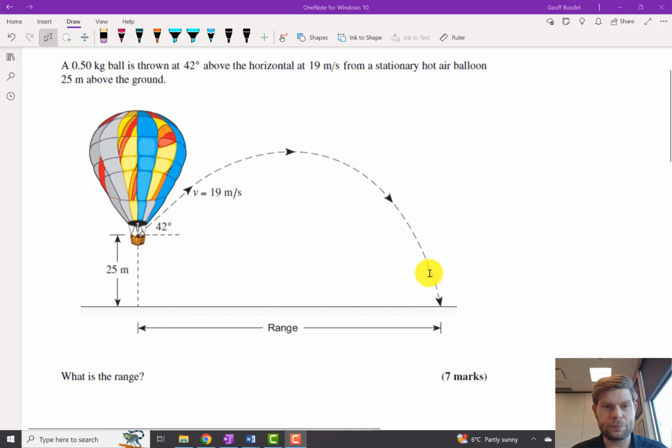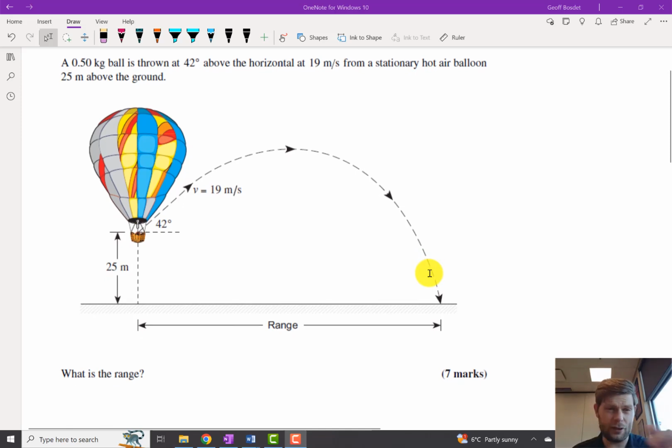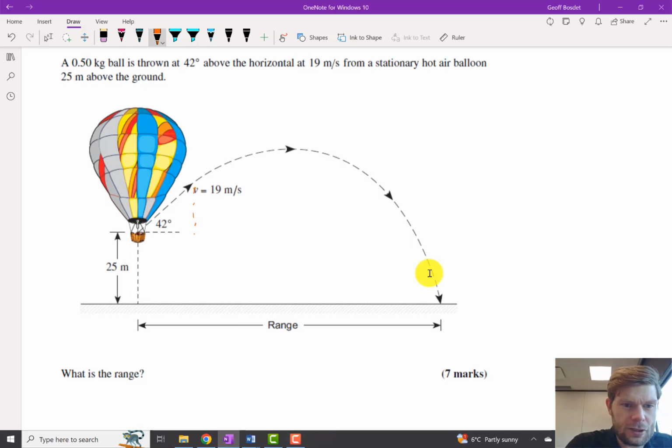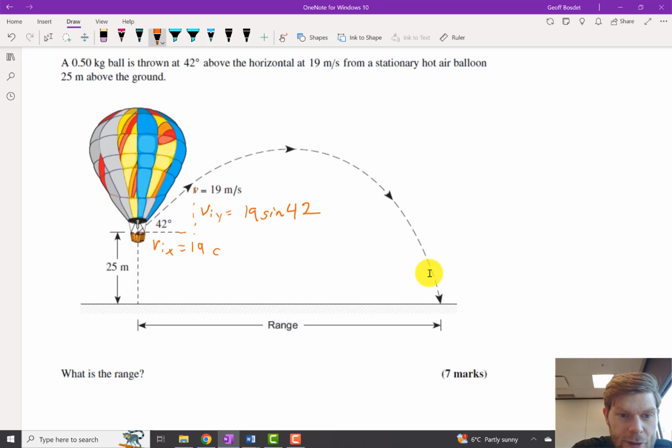So let's talk it over. First of all, we got initial velocity at an angle, and what you will do basically every time you have that is you will find the horizontal and vertical components and then never use your diagonal initial velocity ever again. So your initial velocity in the y direction is going to equal 19 times sine 42. And your initial velocity in the x direction will be equal to 19 times cos 42.